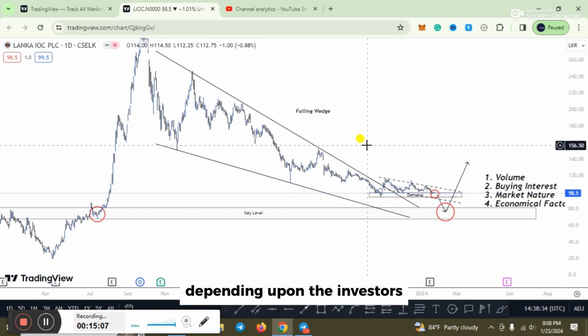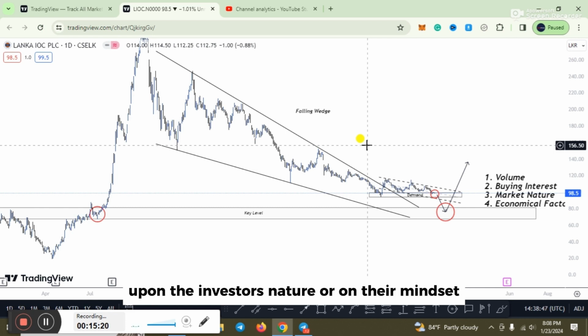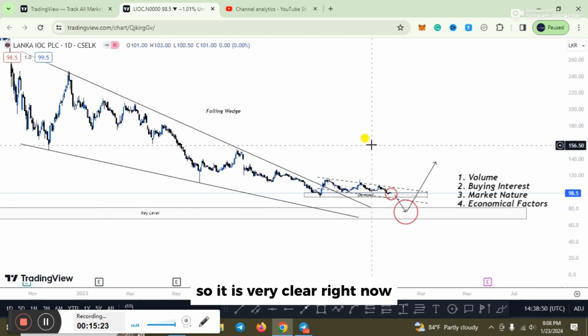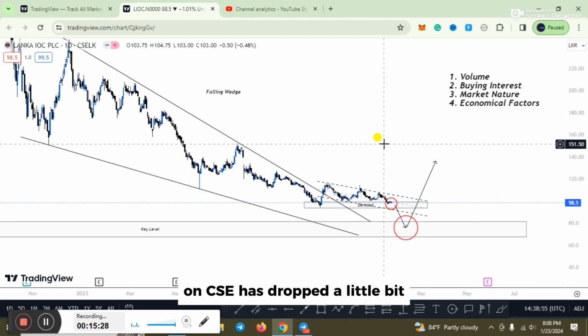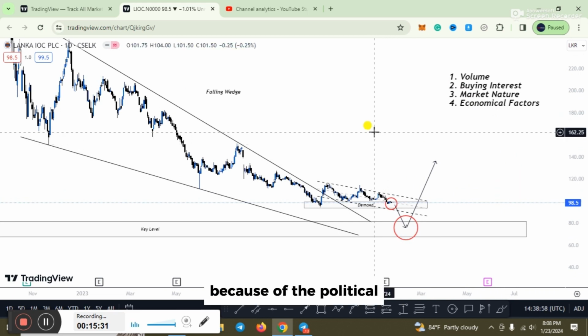So it is depending upon the investors. We cannot put an idea straightforward, because the buying interest is completely depending upon the investor's nature or on their mindset. So it is very clear right now, the market confidence on CAC has dropped a little bit because of the political factors and also the economical factors. So these key terms have been in effect for the nature of the market and also the investors' confidence.